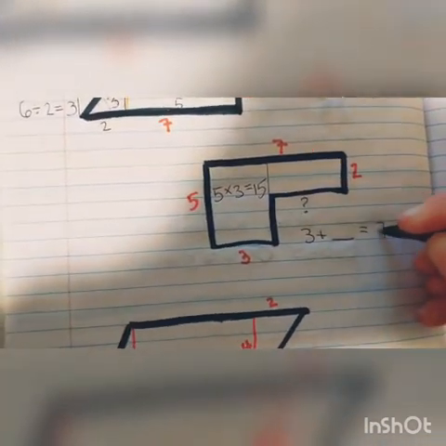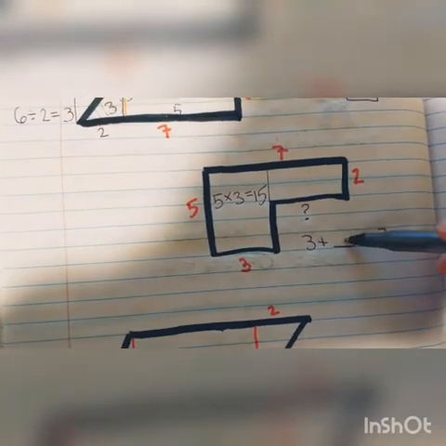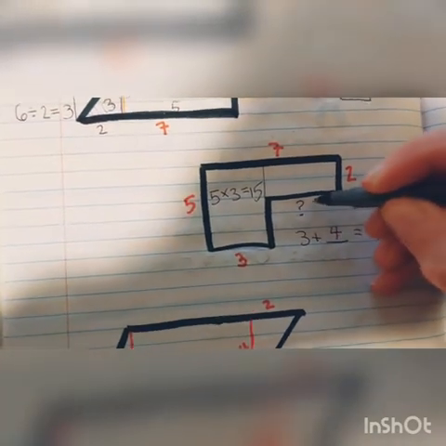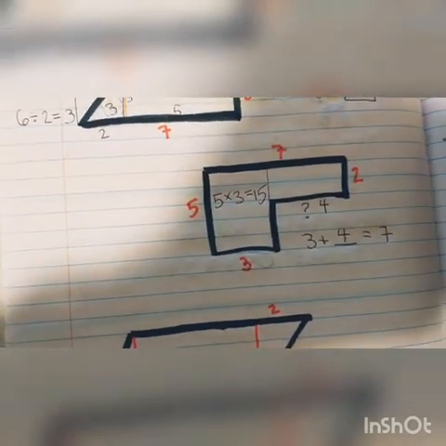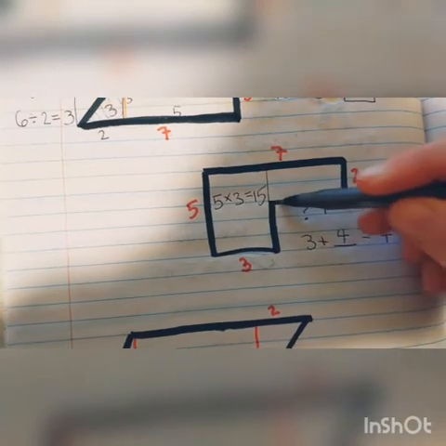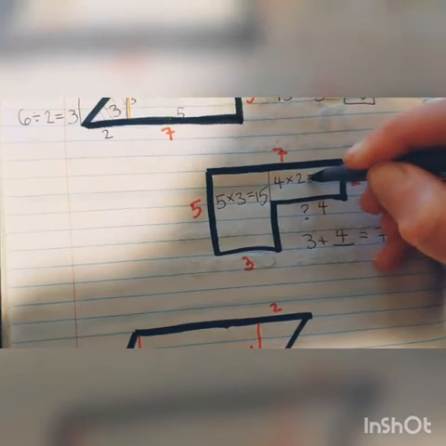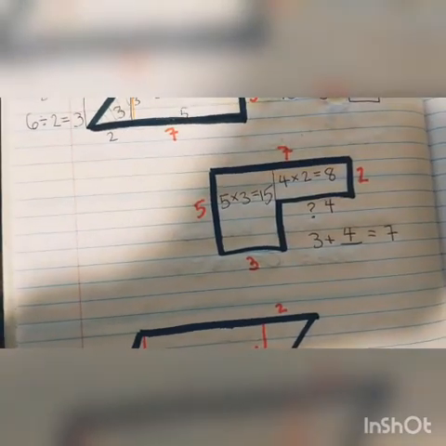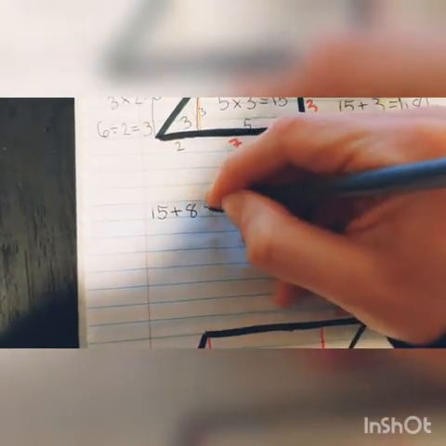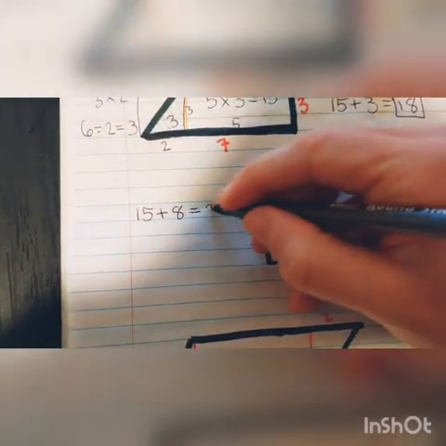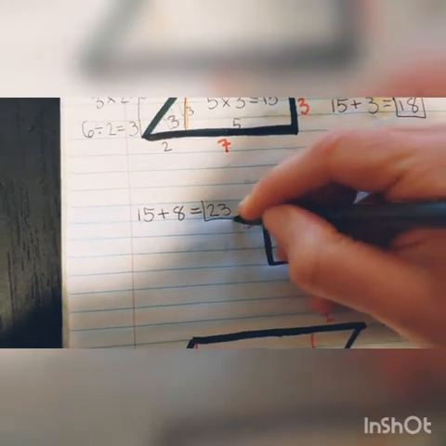So I'm thinking to myself, 3 plus what equals 7? And I know that that has to be a 4. So this length here is 4. So now I know that I have a rectangle that's 4 wide and 2 tall. So my area for that rectangle is 8. So to find the total area, again, I'm going to add the 2 parts. So I have 15 plus 8 for a total area of 23.